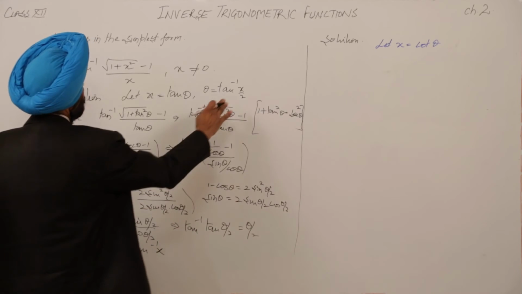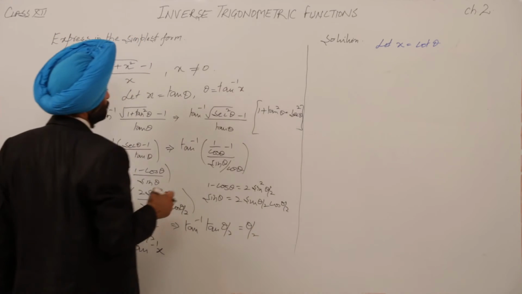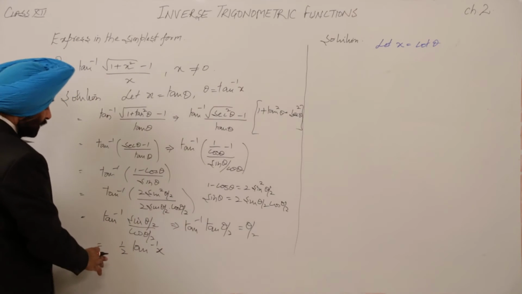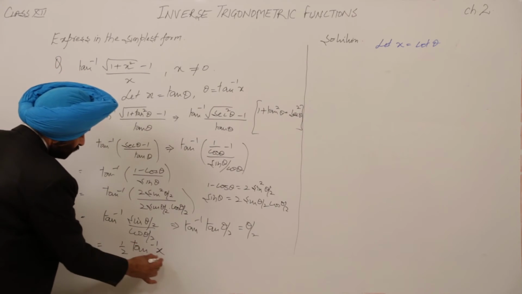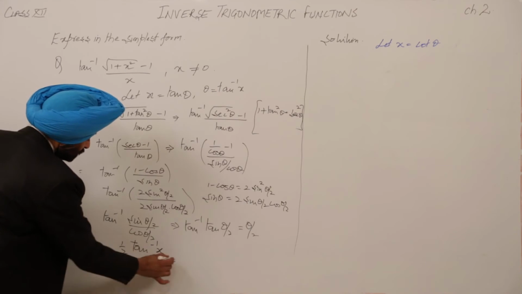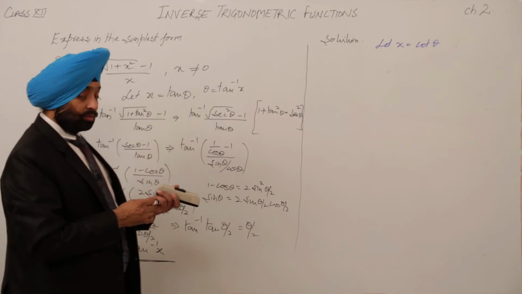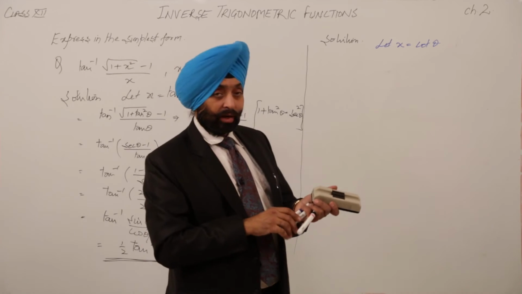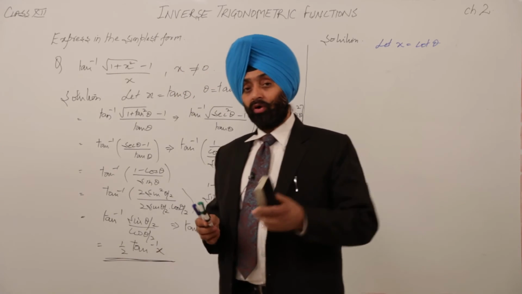x is equal to tan theta, so theta is equal to tan inverse x. So our answer is half tan inverse x. This is the answer for this part. Now you can take note of how much time I have used here and what type of formulas we have used.